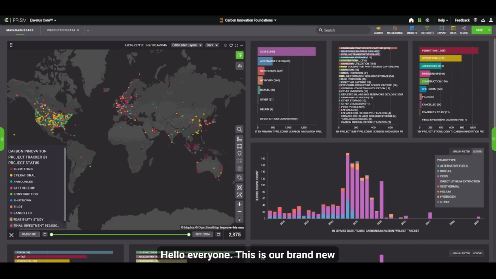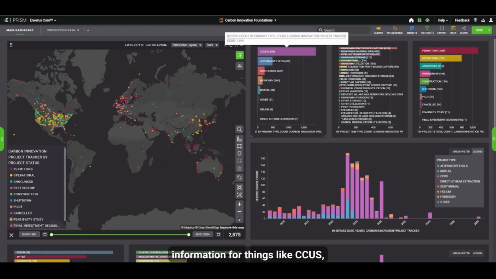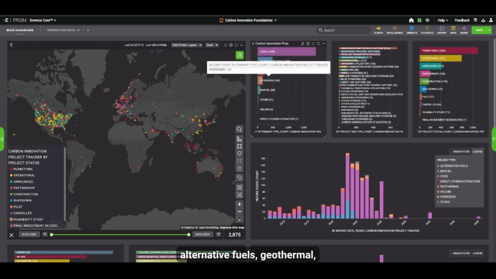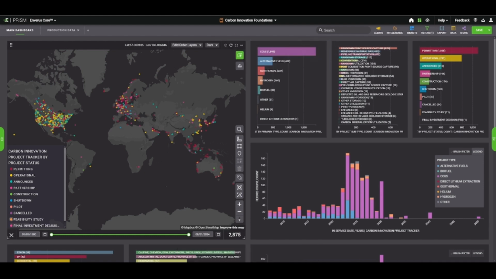Hello everyone, this is our brand new product called Carbon Innovation Foundations, which covers the who, what, where, and when of all the molecular-based energy transition projects. What that means is we're giving detailed project-level information for things like CCUS, alternative fuels, geothermal, hydrogen, and a couple other technologies as well. This data set is built from hundreds of different data sources and company-specific press releases to gather as much project information as possible at a global scale.